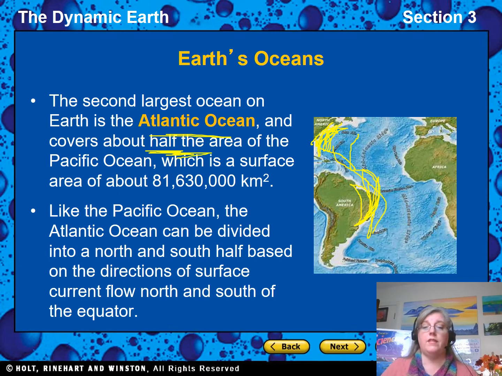We do divide this into North and South also. All right, we divide that into North Atlantic and South Atlantic. And it's going to have the same thing happening where the currents flow clockwise up here and counterclockwise down here.